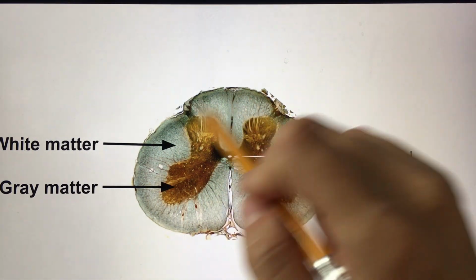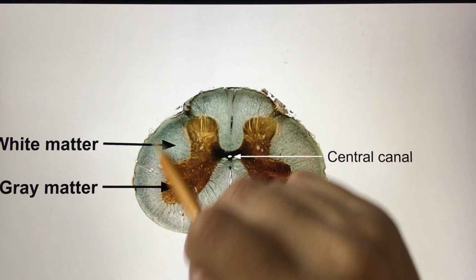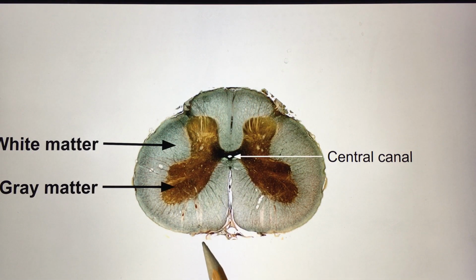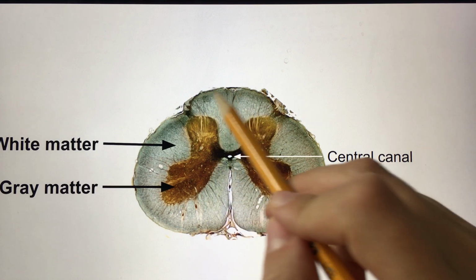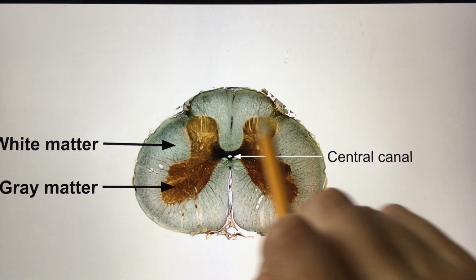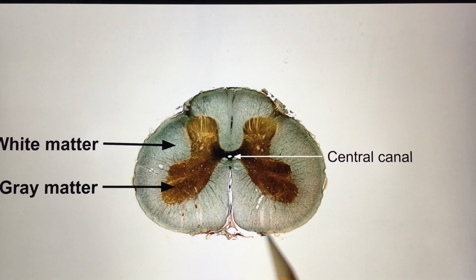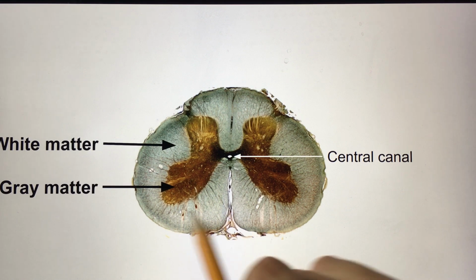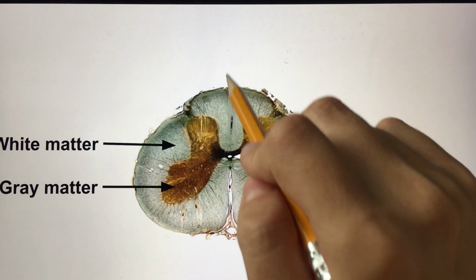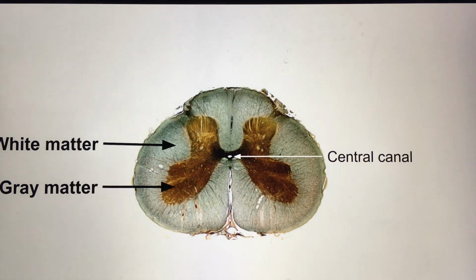This is a cross-section of the spinal cord. It's not perfectly round in a cross-section; it's more of an oval shape. And this is going to be the front of the spinal cord. This is where the bodies of the vertebra will be located. This is the back of the spinal cord. This is where the spinous processes will be located.